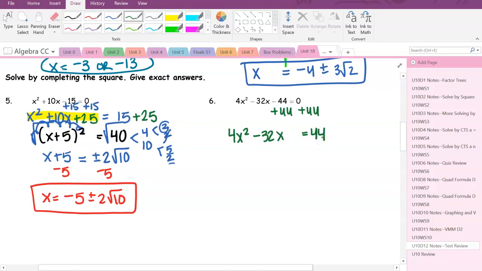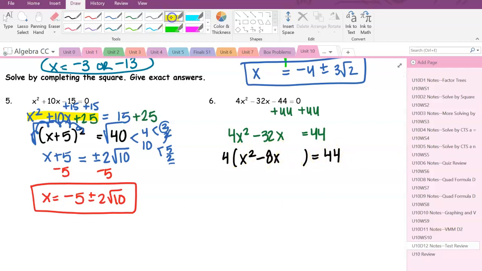Now, before I complete the square, there's a very important step. I'm going to divide out or factor out my 4 here. Okay, so when I do that, make sure you divide the 4 out of each term. Okay, and now we're not going to divide the 44 by 4. We're just dividing these first 2 terms here. And now we're completing the square with this term.